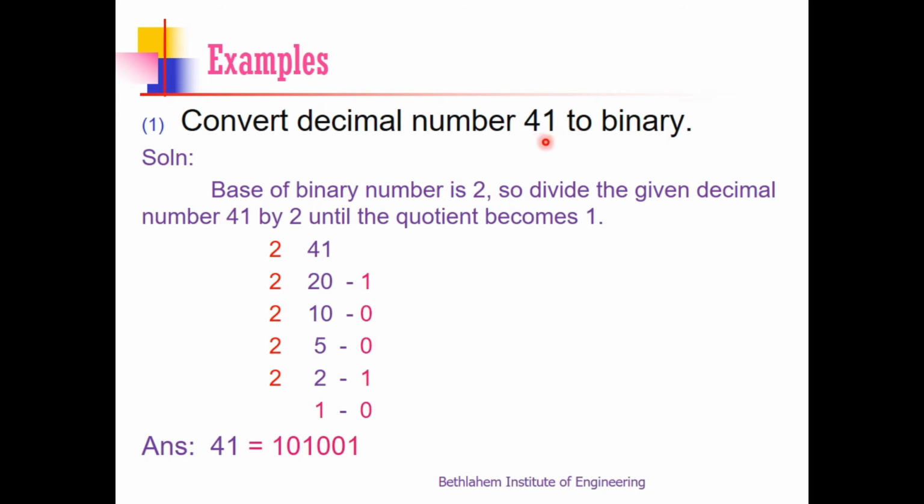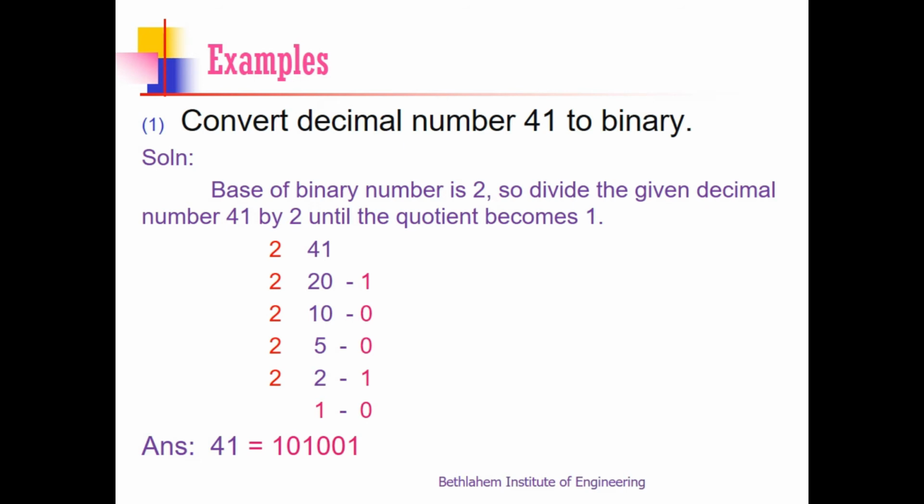Then we have to see what part is given, whether the integer part is given or the fractional part, or both parts are there. In this question, only the integer part is given, 41. If the integer part is given, you have to follow the first procedure, that is the division procedure. First you have to write the number 41. Then you have to divide by 2.